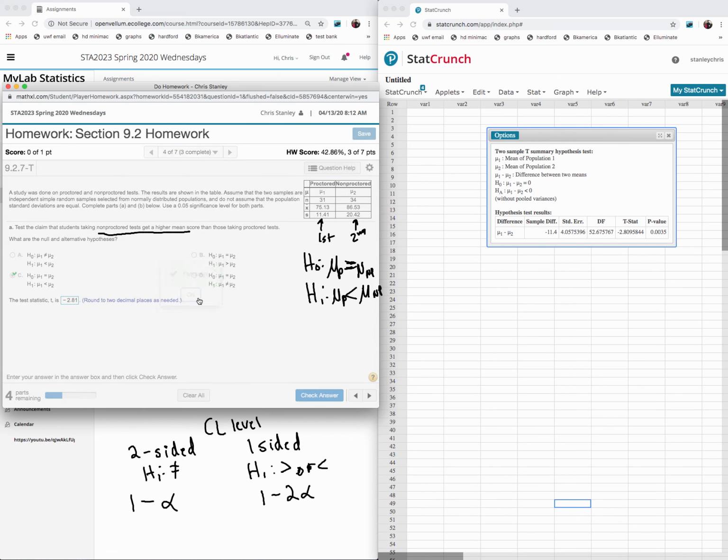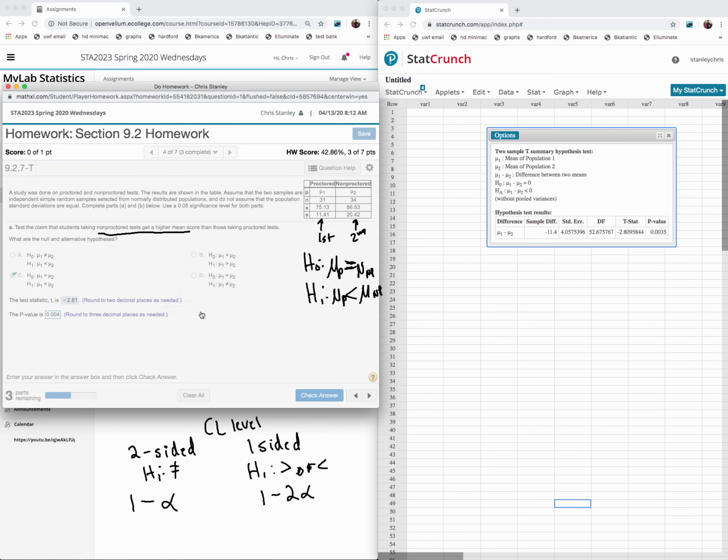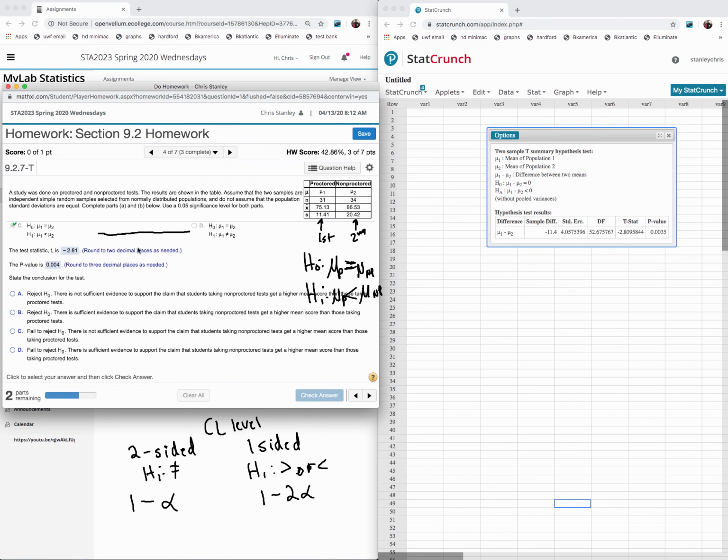And hopefully this comes out good. P-value 0.0035. Which I'll round that 3 to a 4, just round this 3 right over here to a 4 because of that 5. Okay, now what we need to do is make our decision. So this 0.4% is less than that alpha. So we are going to reject the null hypothesis. Whenever you reject, we have sufficient evidence that the non-proctored is higher than the proctored.